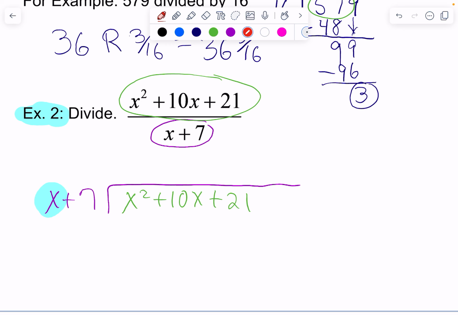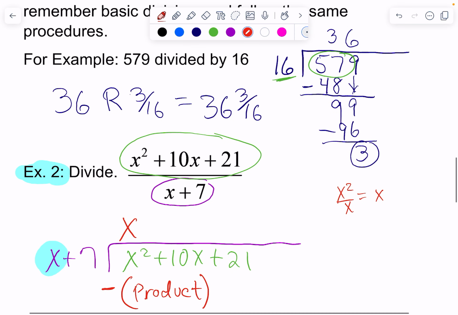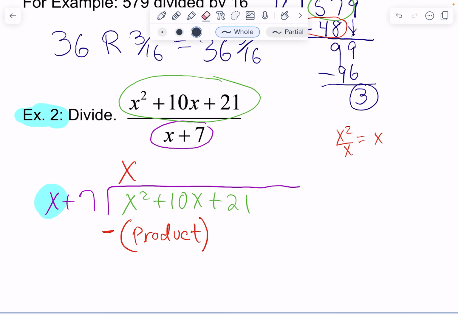For example, how many times does x go into x squared? Just think about it. Pull it to the side here. X squared divided by x, oh, it goes in x times. Now, remember that we have to subtract the product. That's just from regular division. If you look back up here, when we went 3 times 16, it was 48, and we're going to subtract that.